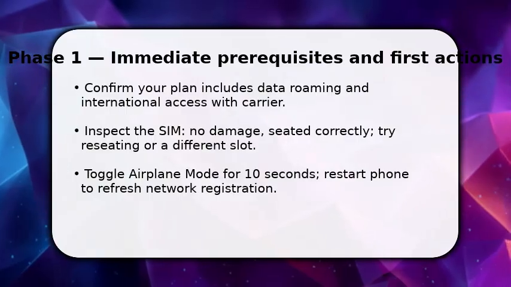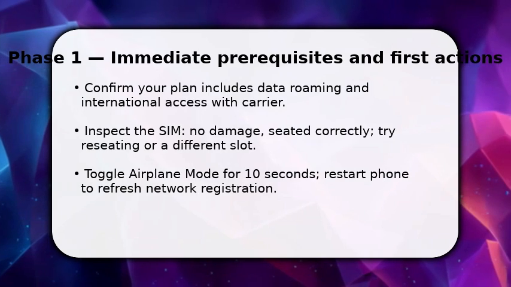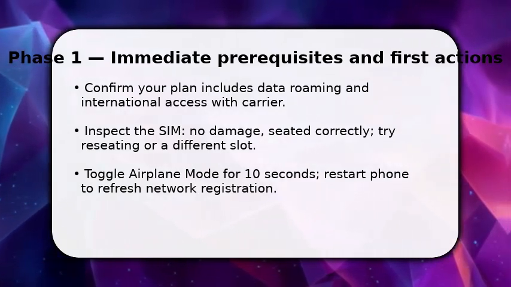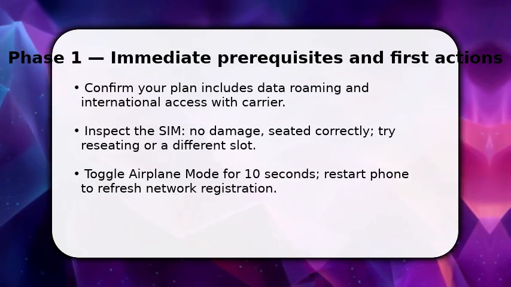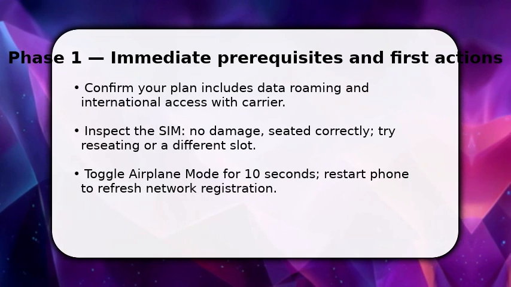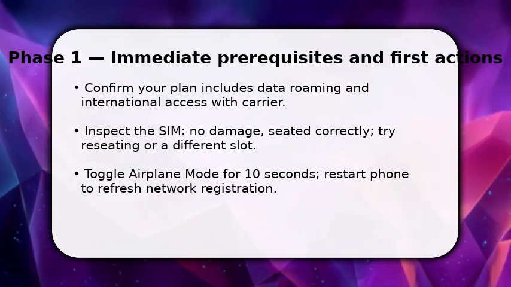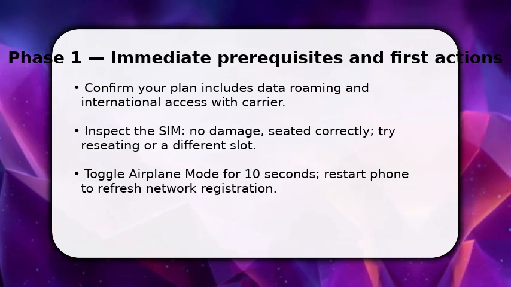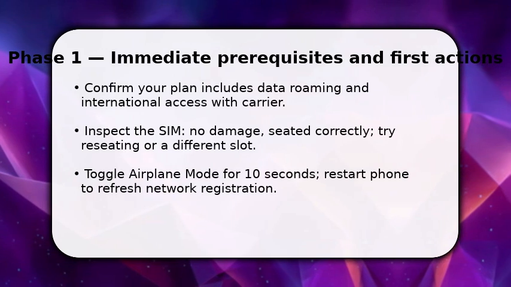You start by confirming account permissions and the physical SIM, because settings only work if the carrier allows roaming. Once you've confirmed roaming is active, power off and reset the SIM, make sure it's fully inserted. Next, toggle airplane mode for around 10 seconds to force the radio to reset, then restart the phone.